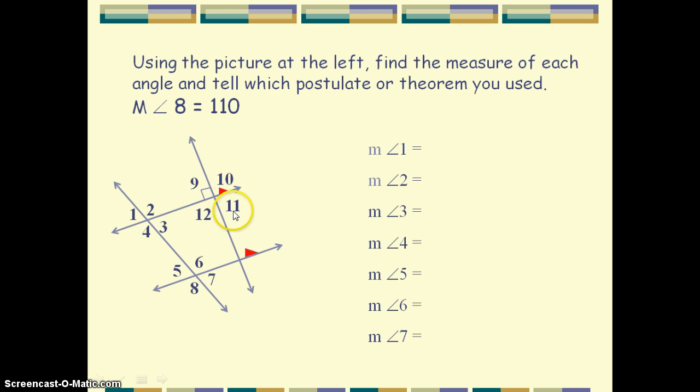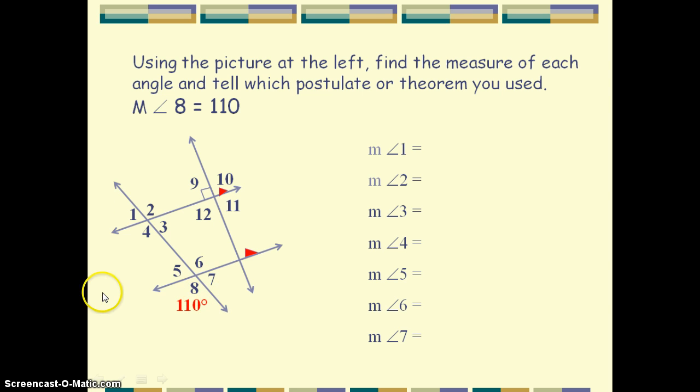Using the picture at the left, find the measure of each angle and tell which postulate or theorem you used. So it's going to give us that the measure of angle 8 is 110. And from this angle, we can find angles 1 through 7. So let's start with angle 1. First, you need to think to yourself, what is the relationship between angle 1 and angle 8? Well, they're on the outside of these two parallel lines, and they're on the same side of the transversal.